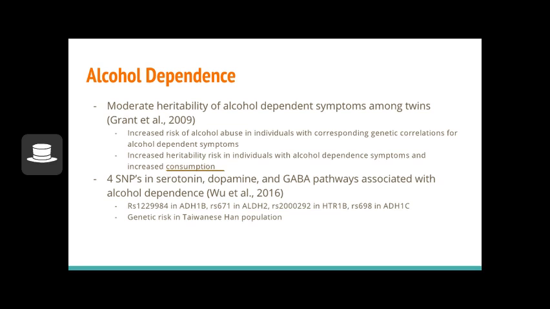Another study identified 282 SNPs from 61 genes to be involved in serotonin, dopamine, and GABA pathways, specifically in Taiwanese Han men. So they found significant genetic associations with alcohol dependence in familial subjects, as seen here. Increased genetic risk exists in the Taiwanese Han population in genes involved in metabolizing alcohol.